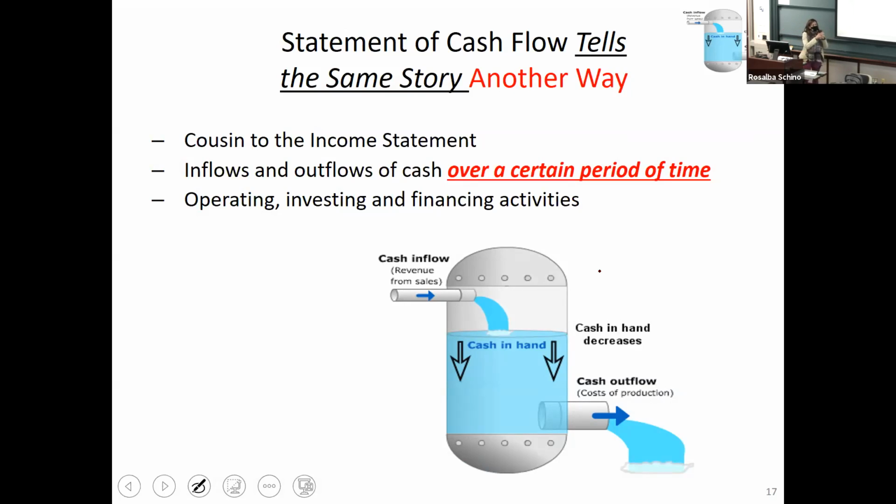Remember, I can have the most high quality revenue, but if I don't collect it, I'm still going to go bankrupt. And that's why you want to know about the cash flow, because you don't want to get to the point of, oops, I'm not collecting any of those. So again, it's inflows and outflows over a certain period of time. It's an inflow from sales, from revenue, and outflow for cost of production. The delta between the two tells me how much is the change in cash.